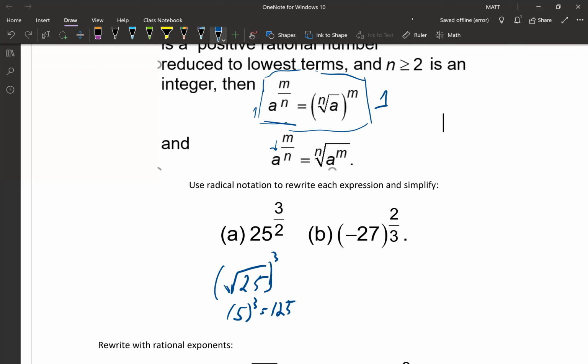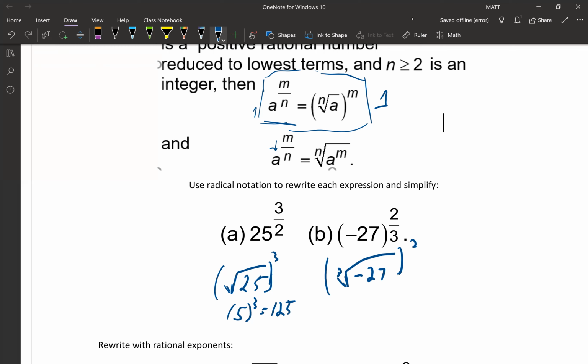Now the question is, what should I use for the rule for b? And I think that I can use the same rule again. So I'm going to use rule number 1. Rule number 1 says we have a negative 27. We take the third root in this case of it, and then we raise that all to the second power.